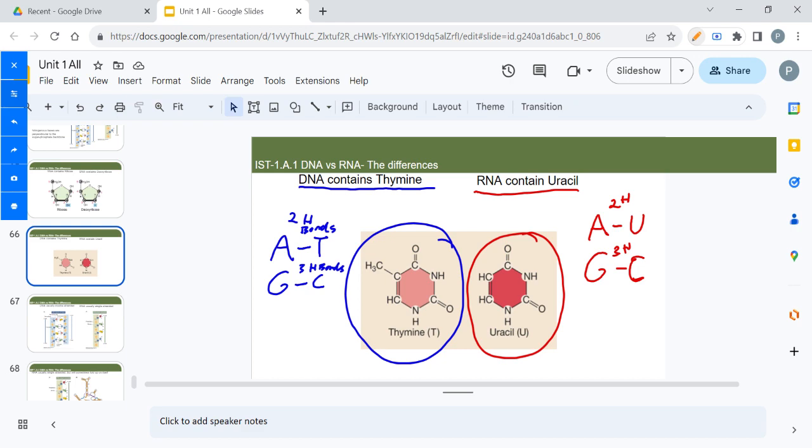Easy. We can see how they are similar and how they are different. Literally, all we're looking at is this guy right here and this guy right here. It just has an extra methyl group on top of it, CH3. That's the only thing that makes it different.